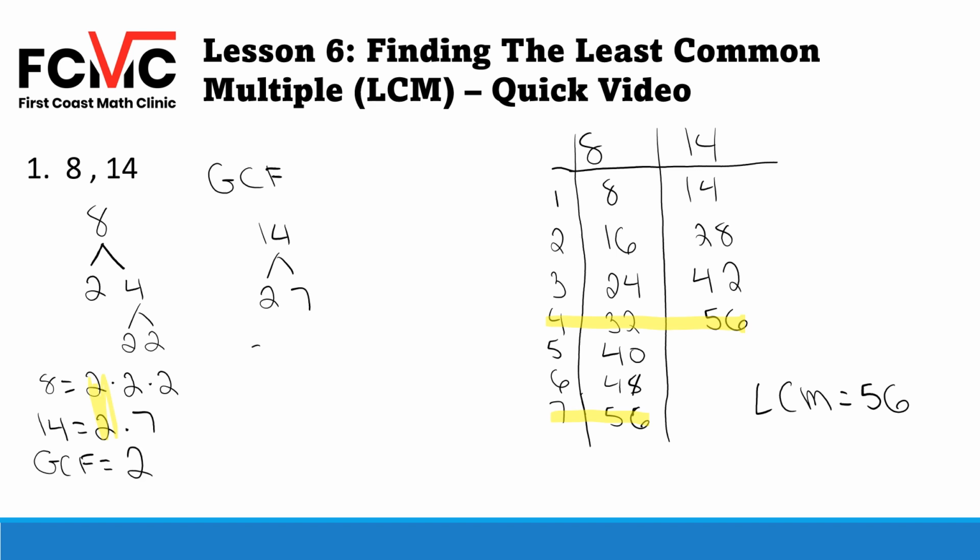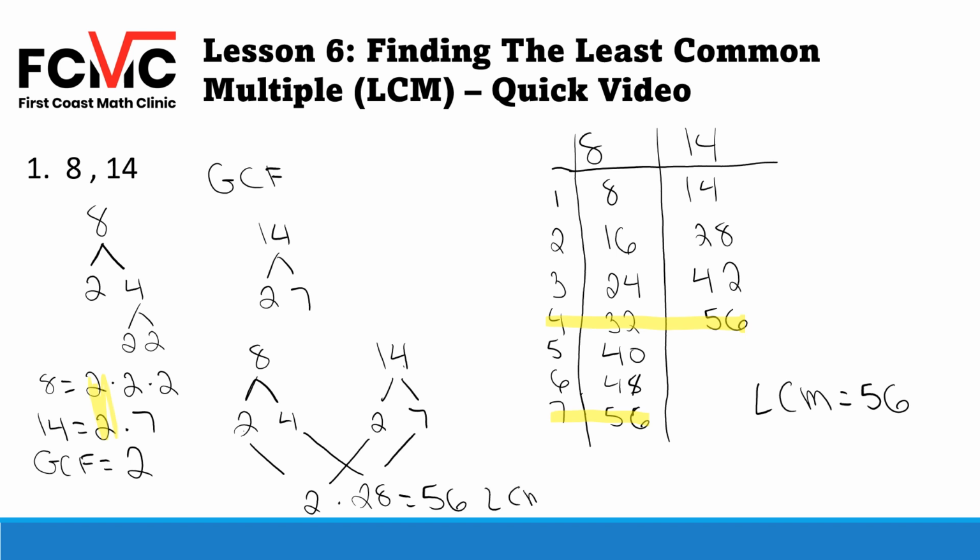So for 8, our GCF is 2, and for 14, our GCF is 2. So we're going to pull that GCF of 2 out. And well, 2 times what is 8? It's 4. 2 times what is 14? It's 7. So let's multiply those 2 remaining factors. 4 times 7 is 28. And then 2 times 28 gives us 56. That's our LCM. So it's another method, another way to find our LCM. All right, let's get into our next example.